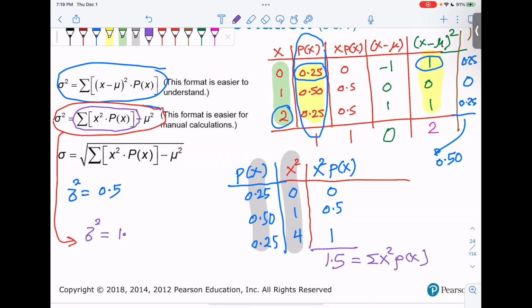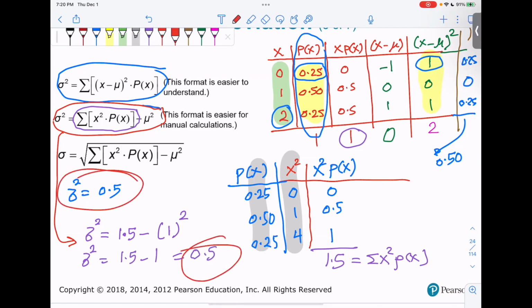Which is then sigma squared equals 1.5 minus mu squared. Mu equals what? 1, right? So sigma squared equals 1.5 minus 1, which is equal to what? 0.5, which is the same as this value. So using this formula or this formula will lead you to the same answer, right? So you can do either one.